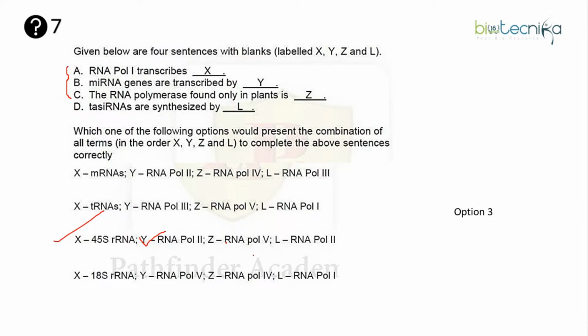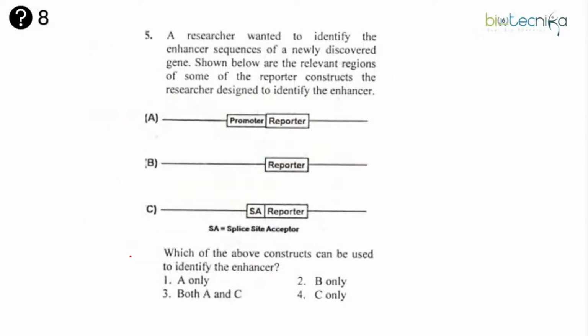Did you notice that? C is saying that the polymerase found only in plants is pol 5, even pol 4. Okay, 4 and 5 both are found in plants. And tasiRNA are synthesized by pol 2. So these are some tricks, as I told you, elimination. There are many ways of answering questions.